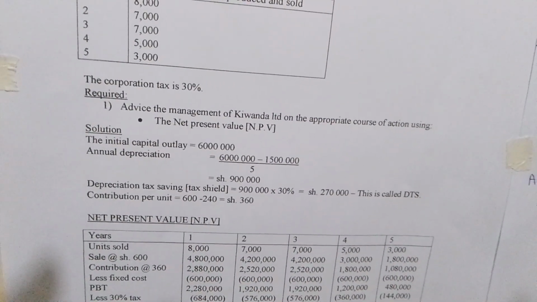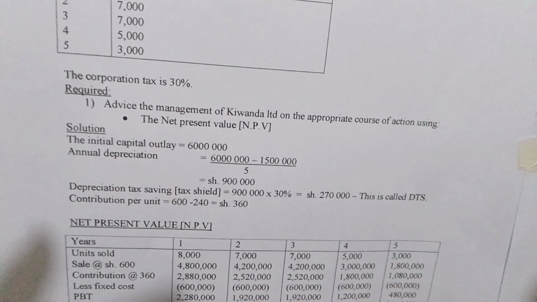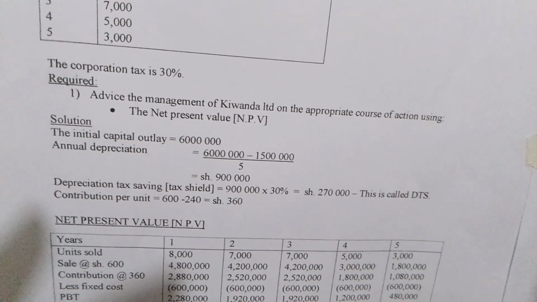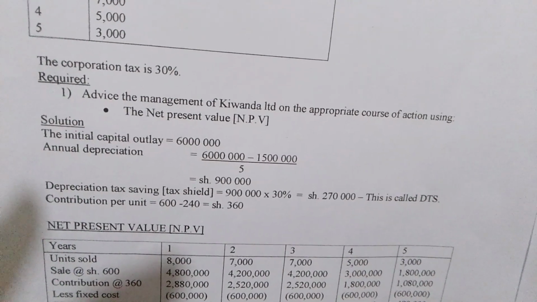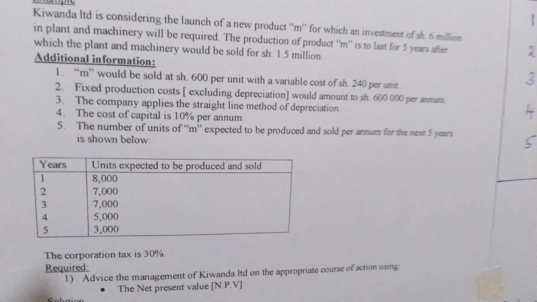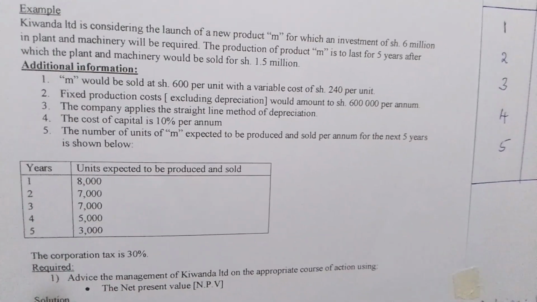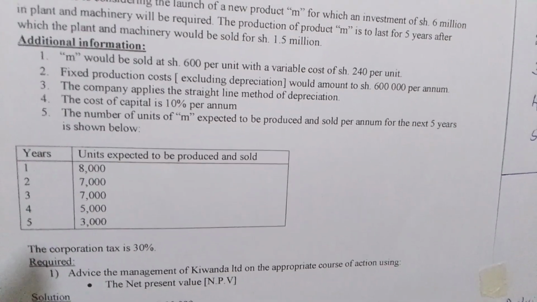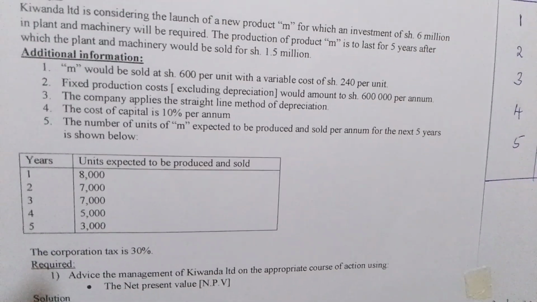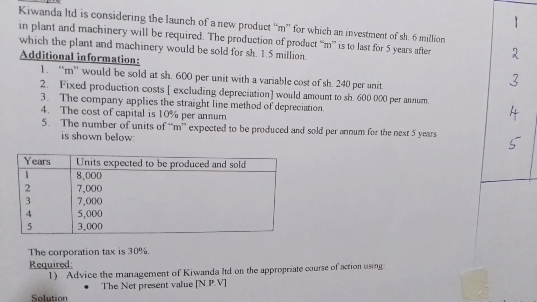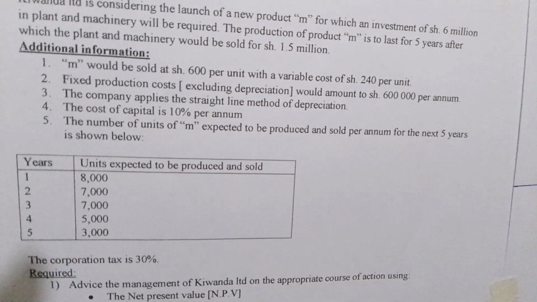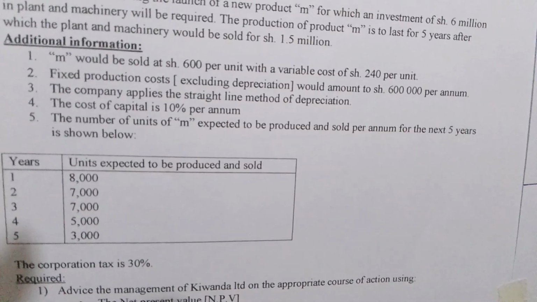We move on to something known as contribution per unit. Contribution is given by the selling price per unit minus the variable cost per unit. The selling price per unit, in this case, we have been told in additional information number 1, M would be sold at shillings 600 per unit with a variable cost of shillings 240. We know that a variable cost is that cost which varies with the level of production.